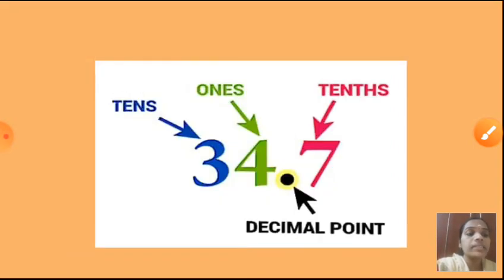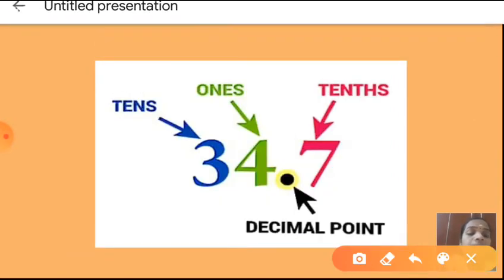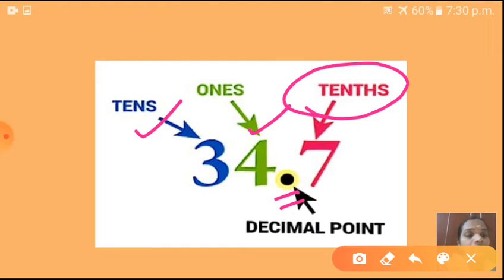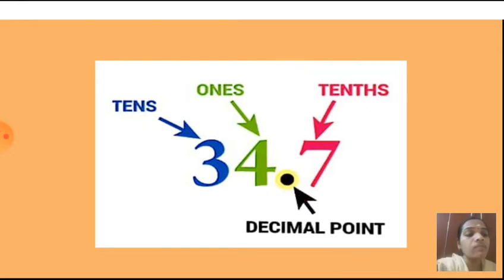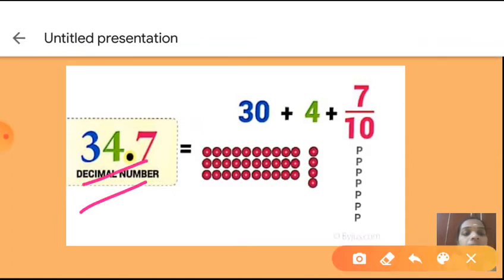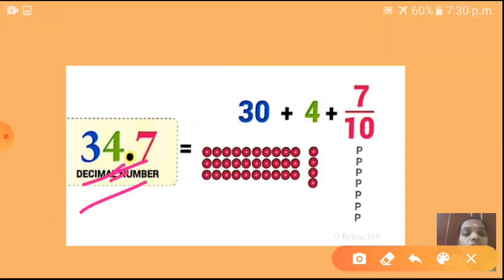Children, see here, one more example I have given, 34.7. And here again this is a decimal point. So the places of these numbers are ones, tens, and this one is what? Very good, tenth. Can you say the place value of this number? See here, what is the place value of this 4? That is in the ones place. So 4. What is the place of 3? Tens place. So what is the place value of that number? 30.